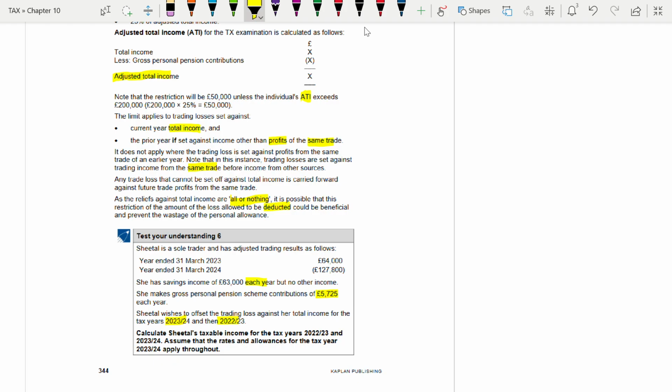2023-24. How much is the income? Savings income is 63,000. See, savings income is 63,000. How much are they contributing? 5,725. Adjusted total income will be that much. We have to check how much loss we can deduct: 50,000 or 25% of it, whichever is higher. Is it right?